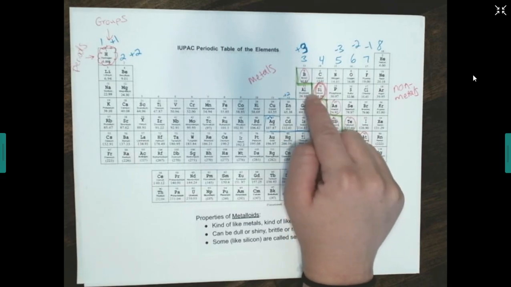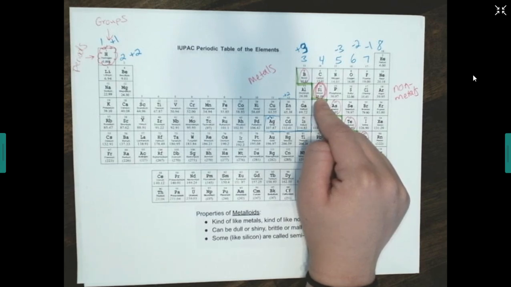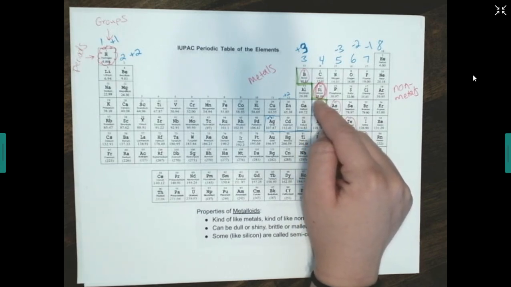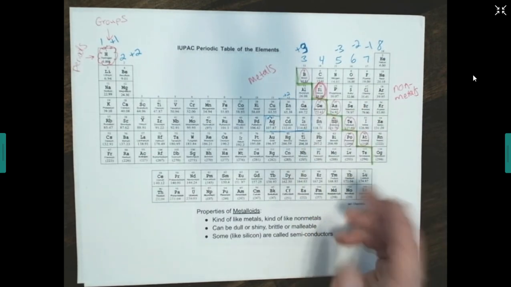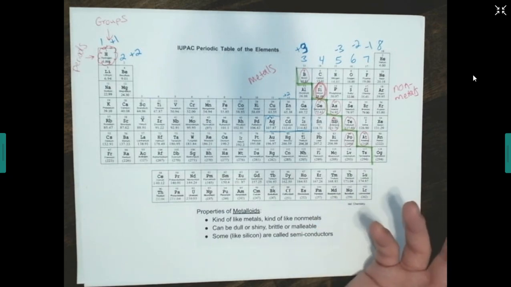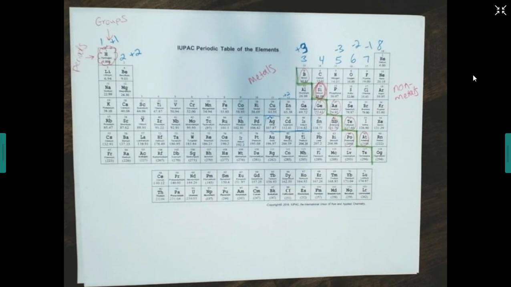Silicon is a big thing that's brought up a lot. Silicon is a semiconductor, meaning it conducts electricity sometimes, but not all the time. So it's used for things like computer chips and stuff. But you'll mostly be asked about properties of metals and nonmetals, not so much about metalloids because there's so much gray area there with metalloids.